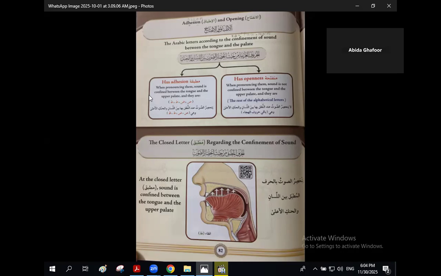Itbaq and infitah are also related to the sound, but over there we were talking about the direction of the sound. Itbaq and infitah is related to the confinement of the sound between the tongue and the upper palate. I will repeat: itbaq and infitah, or adhesion and opening, is related to the confinement of the sound between the tongue and the upper palate.